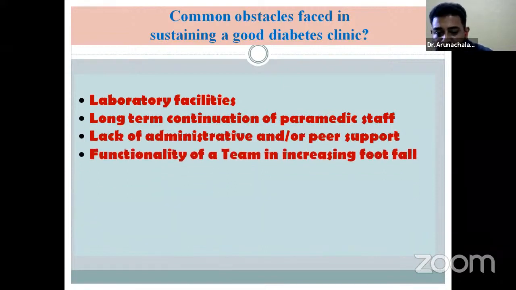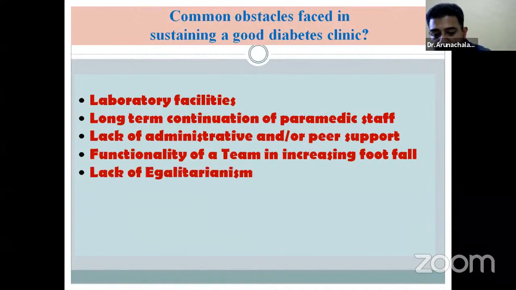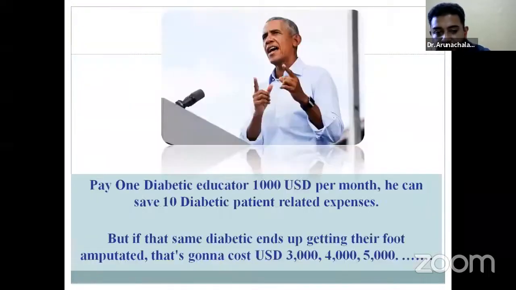Increasing footfall is very important. So you should have a community outreach team which constantly reviews around and brings patients to your clinic. And lack of egalitarianism is also a major flaw. You will find it when the clinic is established and running very smoothly, then the borders start overlapping and people start fighting with each other.